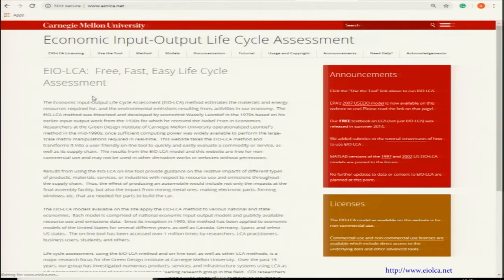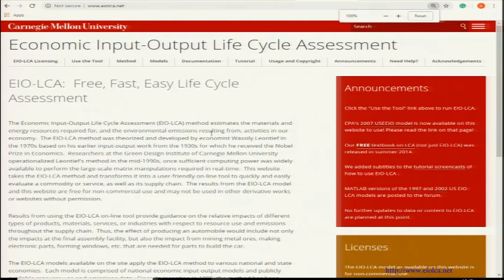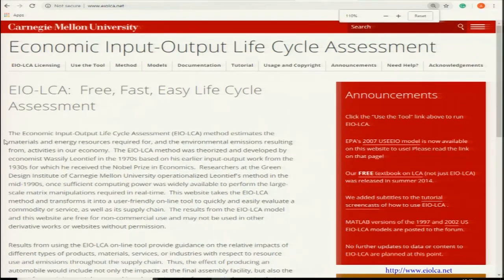So it is giving the information about the EIO-LCA software. The economic input output life cycle assessment method estimates the materials and energy resources required for the environmental emissions resulting from activities in our economy. The EIO-LCA method was theorized and developed by economist Vasily Leontief in the 1970s, based on his earlier input-output work from the 1930s, for which he received the Nobel Prize in Economics. So this is some information that is given.